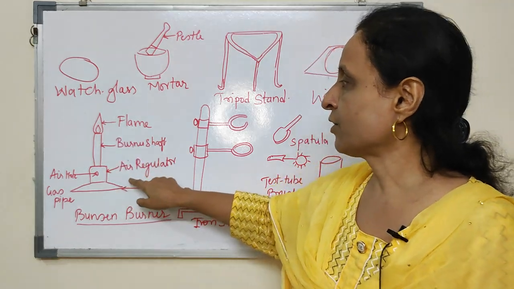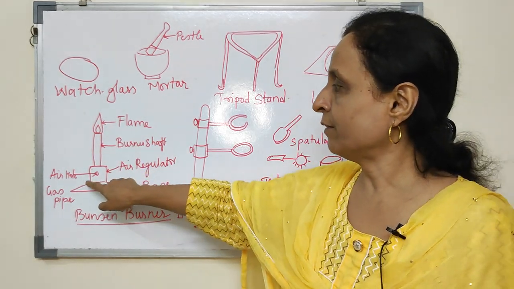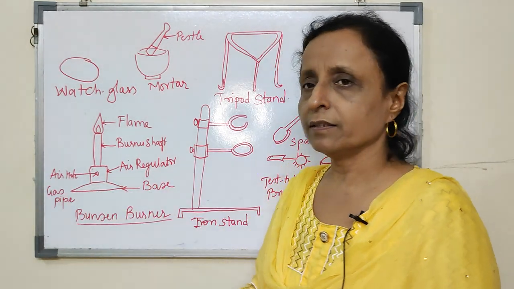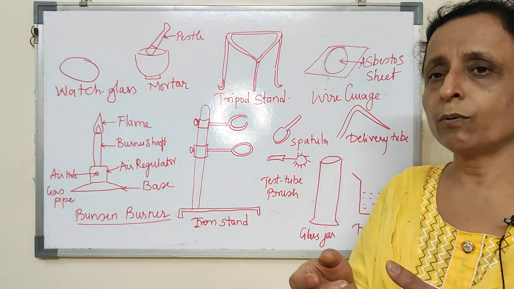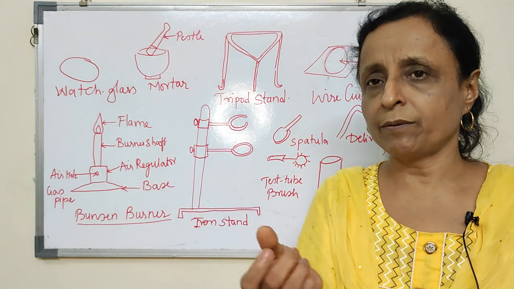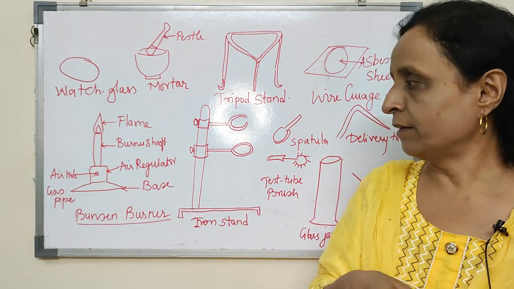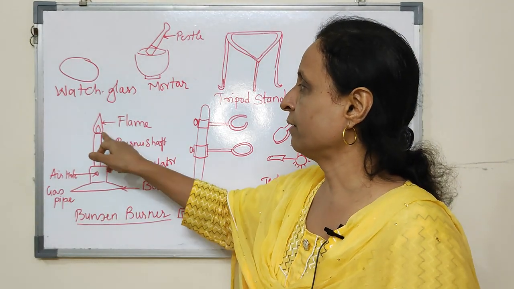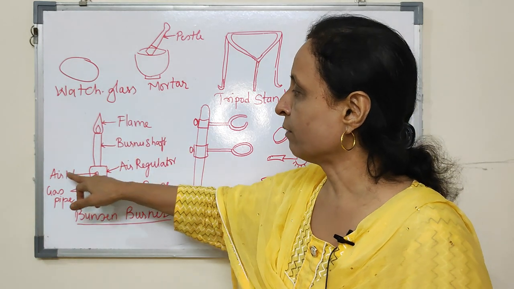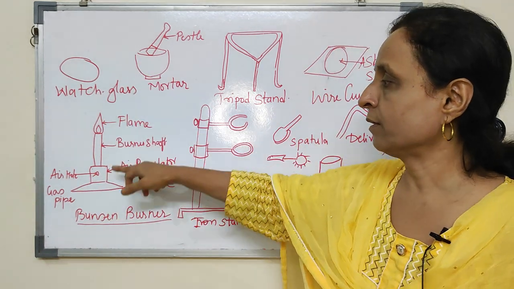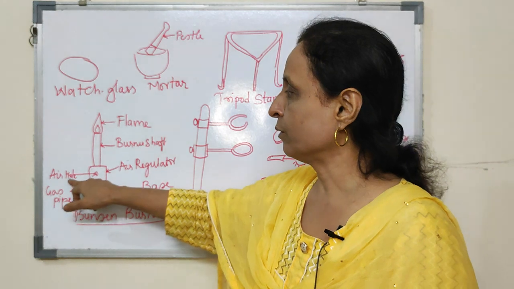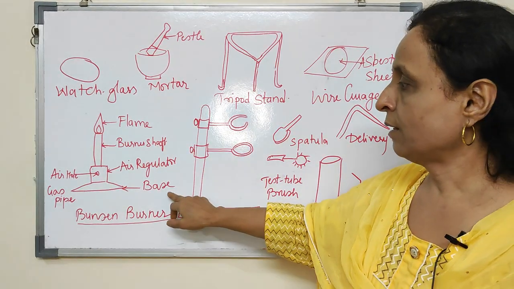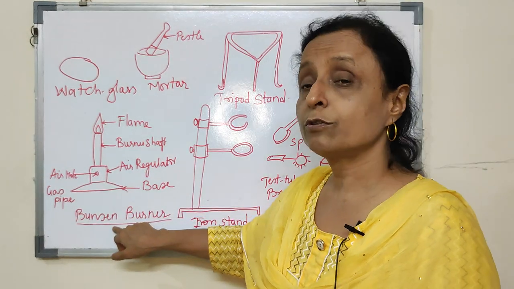This is the burning shaft, the air regulator with air hole, and the gas pipe. There will be a pipe actually. It's like how you cook at home. In the same way, the pipe will be attached to the cylinder. You can turn it on and off. And when you turn it on and put the lighter, there will be a flame because the gas is passing through it. It's connected to the gas pipe. The Bunsen burner is used in the laboratory.